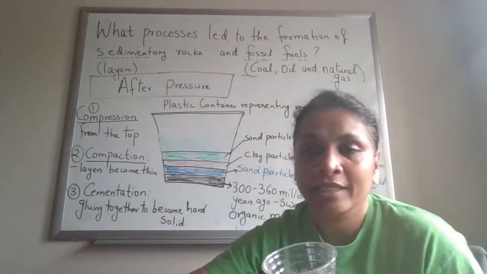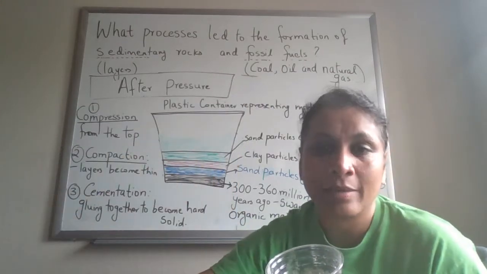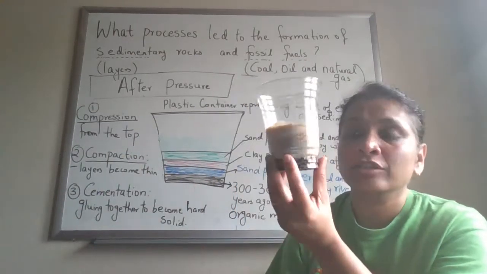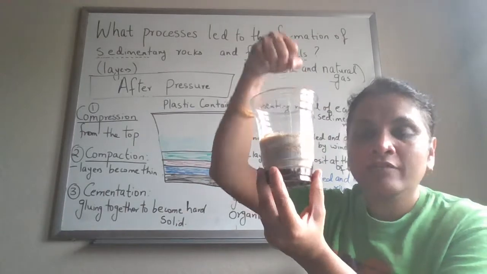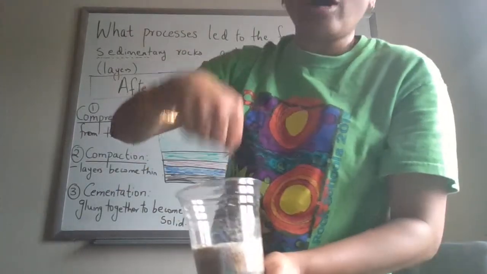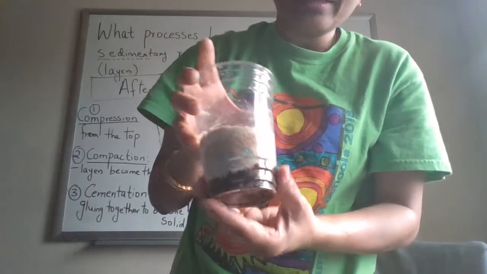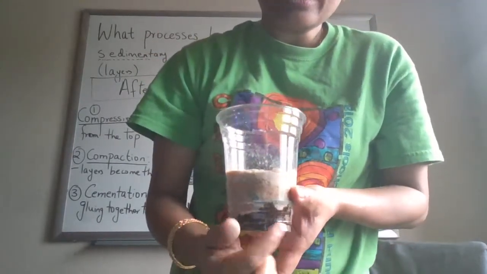What was the pressure that we were applying from the other cup? What does that represent? That represents the pressure that each layer is experiencing from the top layer. Every bottom layer, this is the oldest layer. Which one is the oldest layer? This one is the oldest layer.